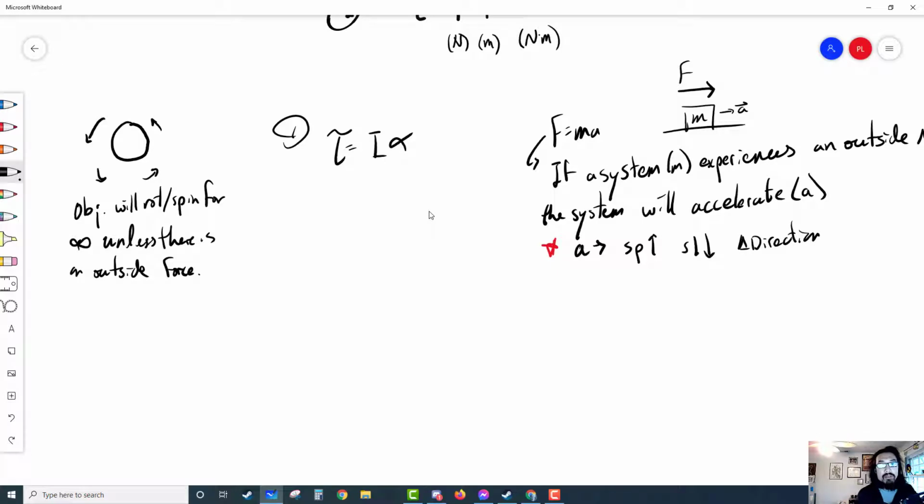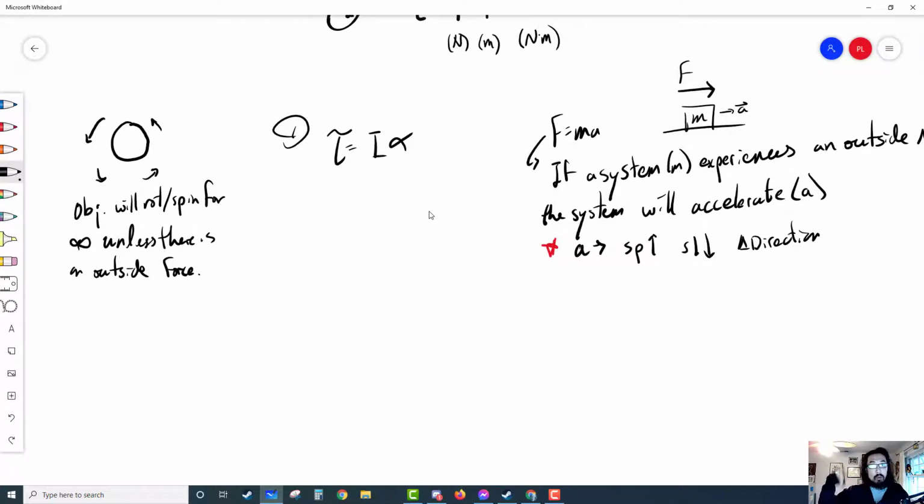If this object is spinning, there are two things that we can do to it. If we want to make it spin faster, we can exert a force on it. If we want to make it spin slower, we can also exert a force on it. If we push it in the direction that it is spinning, it'll spin faster. But if we push against it, it'll spin slower. You can imagine this kind of like tires.